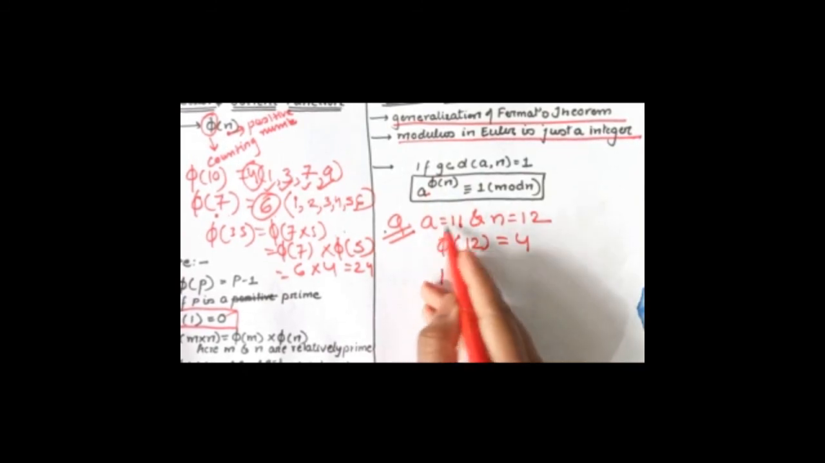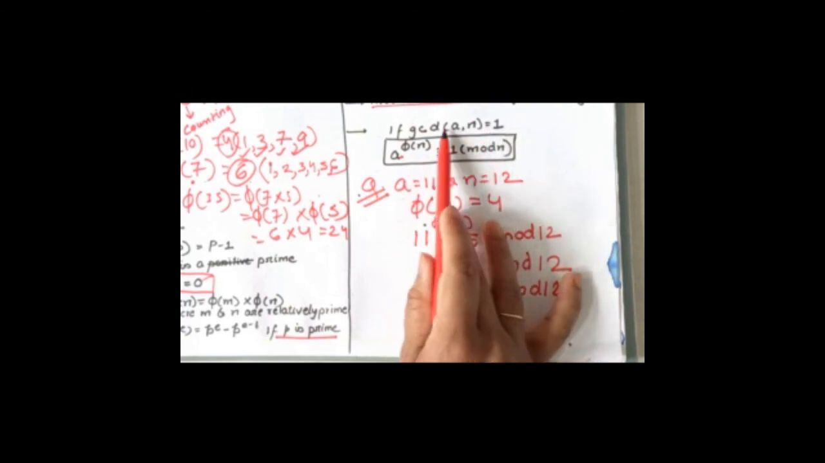Now after doing this, I'll write down my equation: 11 to the power phi 12 is going to be congruent to 1 mod 12. This is how you can write it. So 11 to the power 4, as we found out, is congruent to 1 mod 12. If you find out the value of 11 to the power 4, it will be 14641, which is congruent to 1 mod 12. I hope you've understood Euler's theorem.